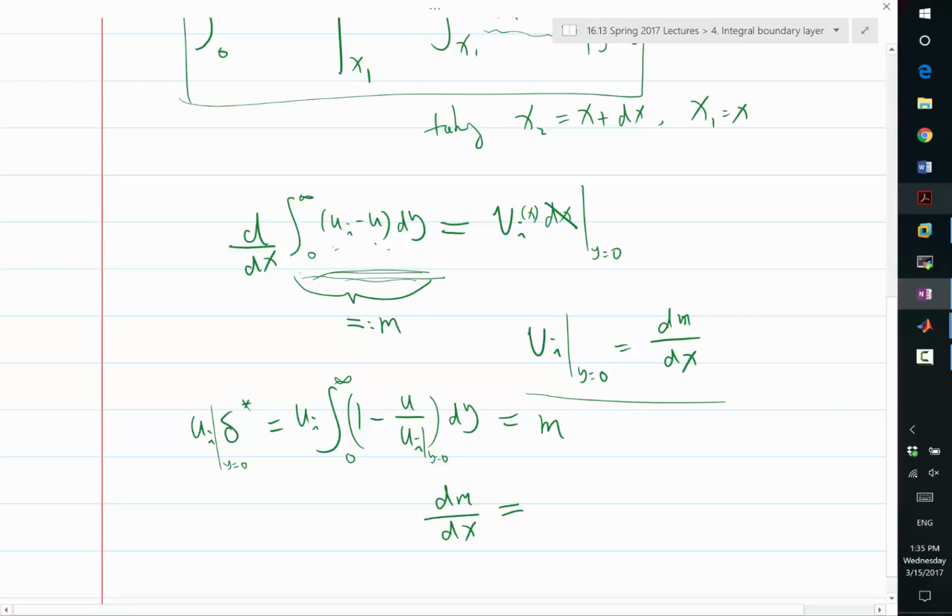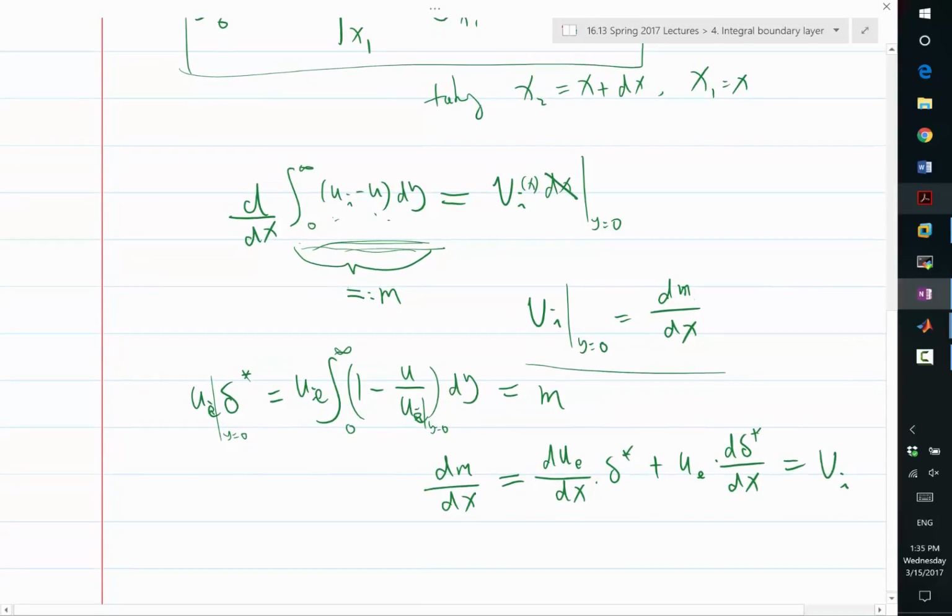can be considered as dUi. Okay, so let me use Ue instead, because that's a lot closer to the convention we had last lecture. So this is because m is equal to Ue times delta star. This is dUe dx times delta star plus Ue times d delta star dx. So this is equal to Vi.